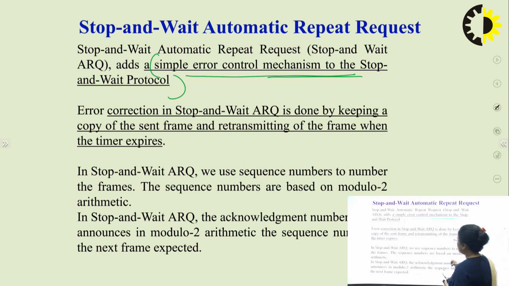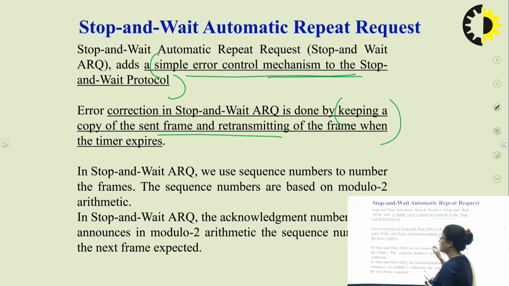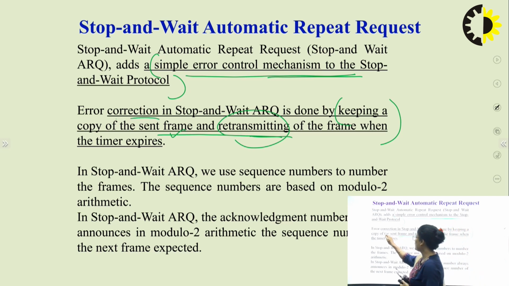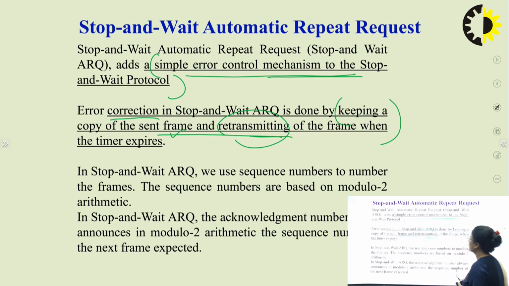How do you handle error control? Here, error control is handled by keeping a copy of the sent frame. The frames are sent and we don't delete the frames. We wait for receiving the acknowledgement of those sent frames, and only after receiving the acknowledgement of the sent frames do we delete the frame. And if no acknowledgement is received, we retransmit the frame once the timer expires. So this is how error correction is taken care of in case of stop and wait ARQ.